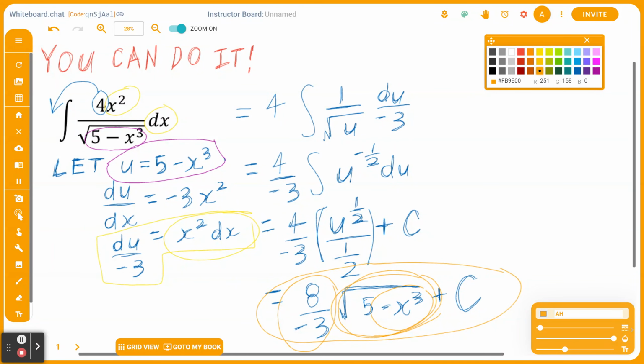And of course, when you differentiate a constant, that's going to be 0. When you clean this up, you get exactly the question back. I hope this makes sense.